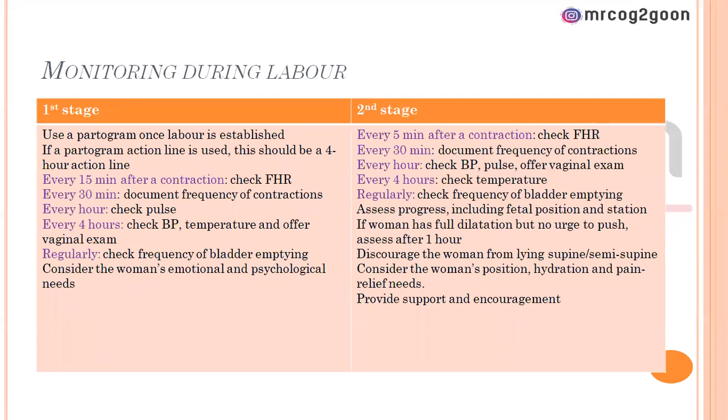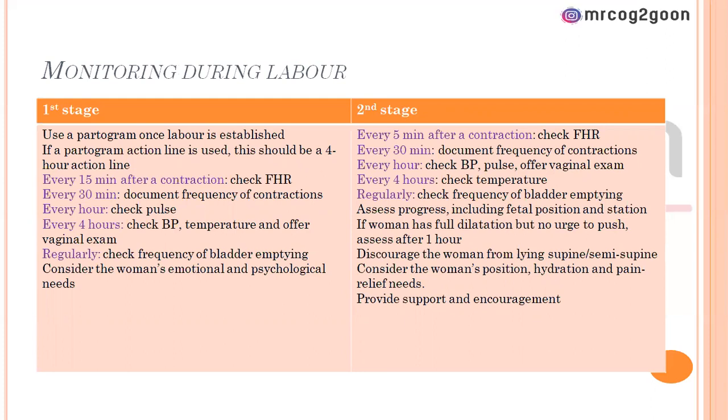For the first stage, every 15 minutes, we will check fetal heart rate. Every 30 minutes, we check contractions. Every hour, we check pulse. And every 4 hours, we check blood pressure, temperature, and vaginal examination. And regularly, we will check frequency of bladder emptying.